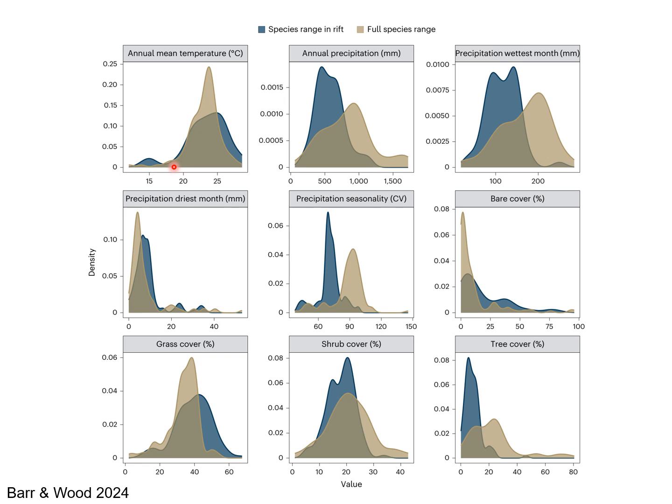And if the East African Rift system represented the climatic conditions outside of it, these two distributions, blue and beige, should overlap completely.